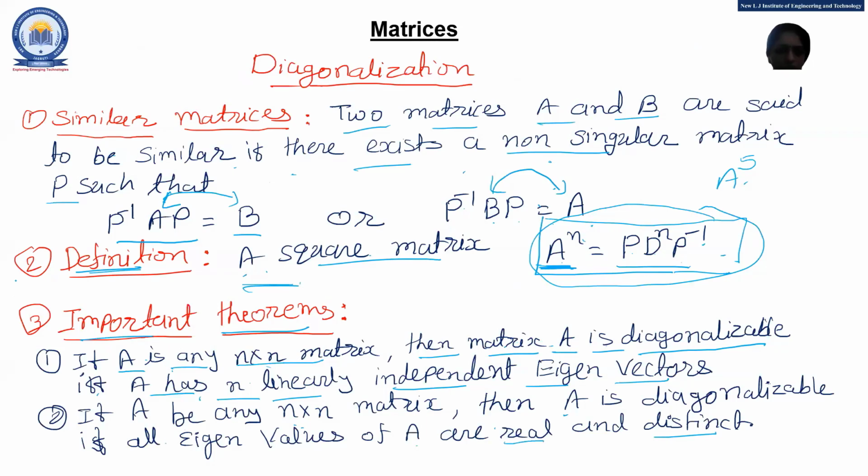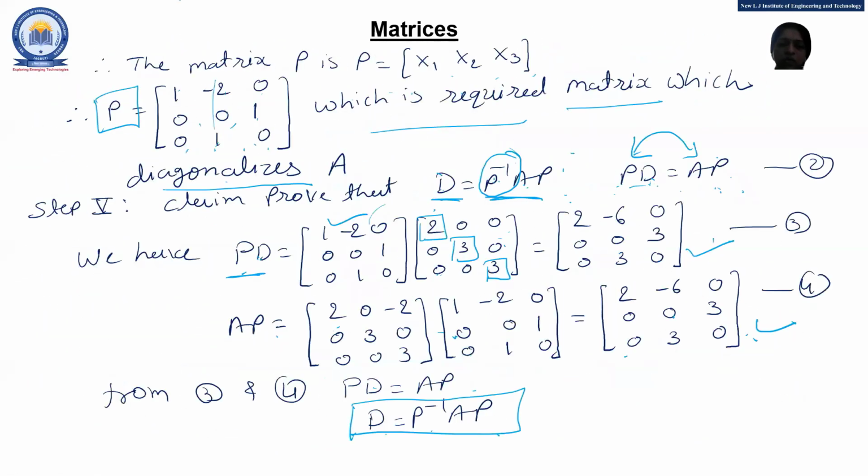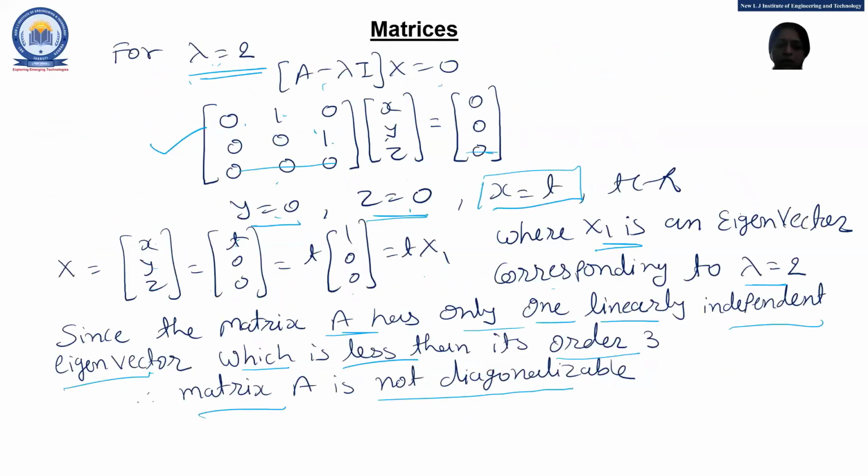Important theorem statement, right? The first statement is this one: if A is any n cross n matrix, then matrix A is diagonalizable if and only if A has n linearly independent eigenvectors. I told you, if A has less than n linearly independent eigenvectors, then that matrix is not diagonalizable, and we are using this theorem. By using this theorem, we can say that the given matrix A is not diagonalizable.